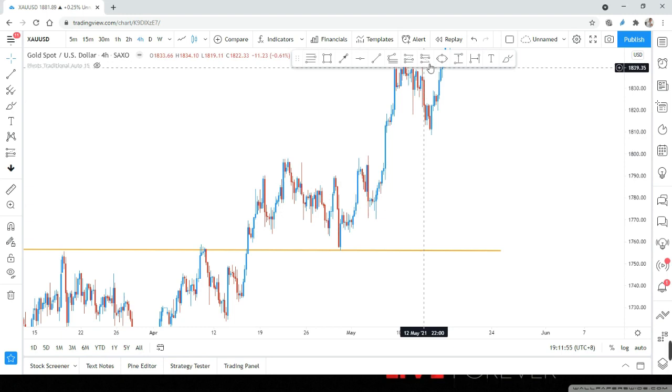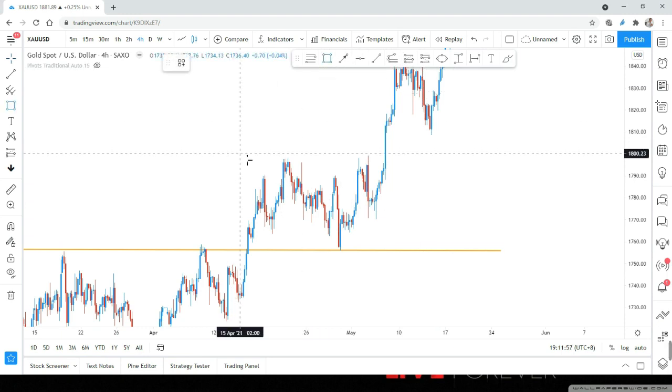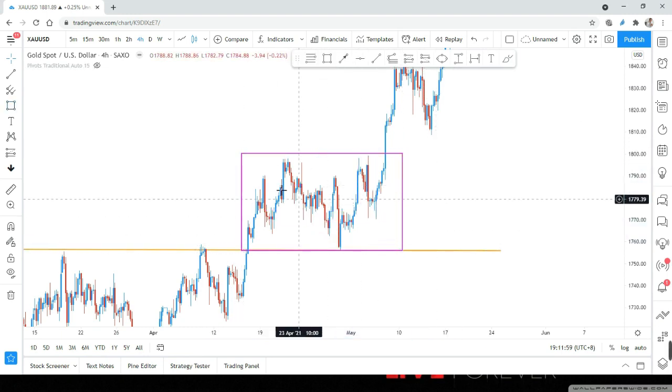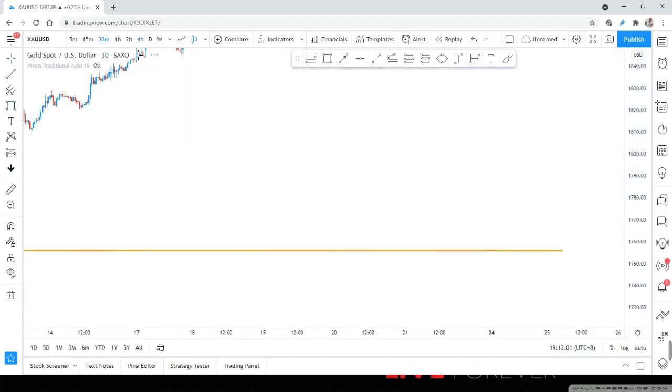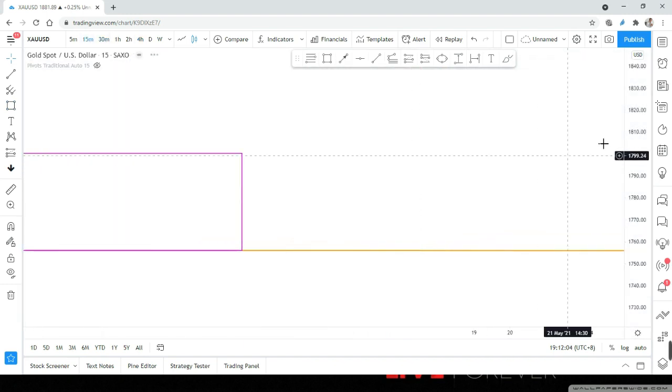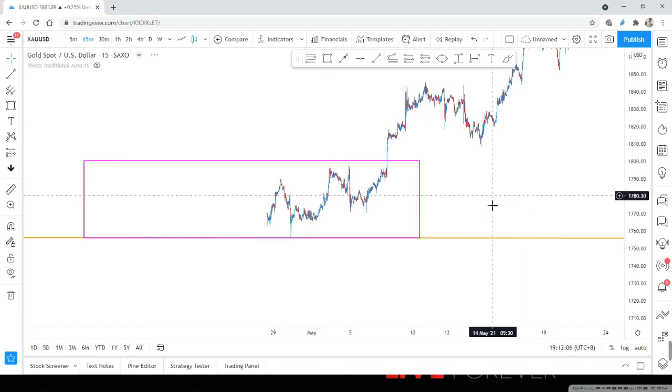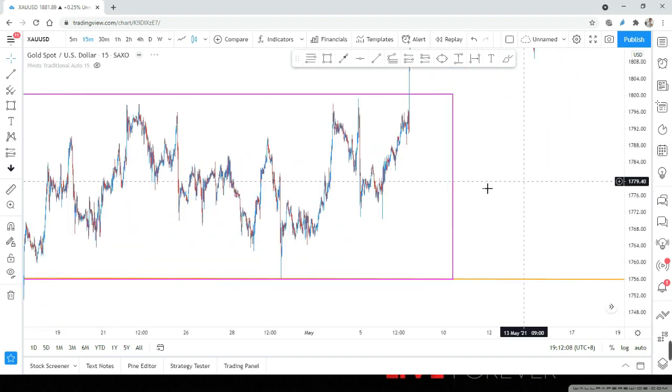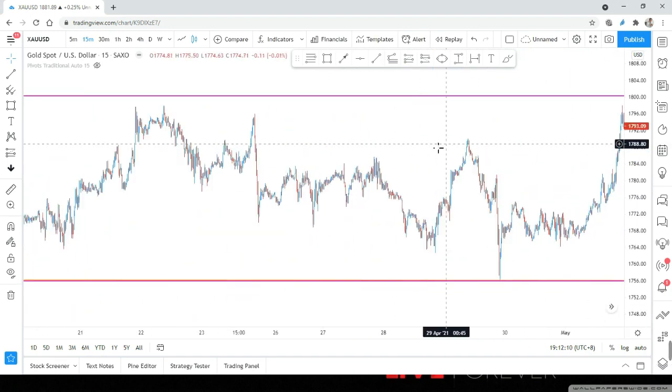If you look at this section, let's come back to this box area. If you look at 30 minutes or even better 15 minutes, you can see there is an opportunity of doing sell trades. That is definitely right. Example over here.